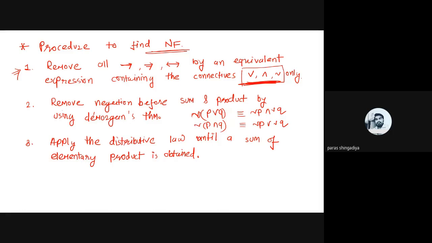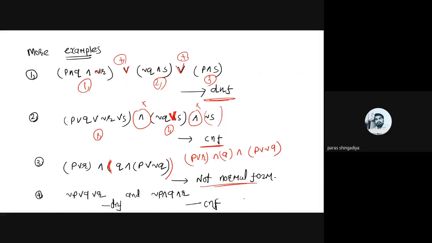Okay, negations. If we consider one more example, we cannot say this is a DNF: (P and Q and negation R) or (negation Q and S) or (P and S). That is not a DNF. Clear? This negation should be inside the bracket, not outside. So how can we move this negation inside? We can use the De Morgan law.